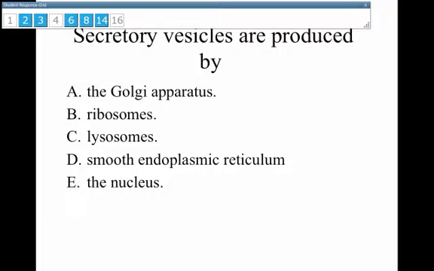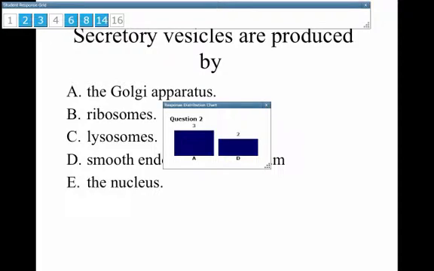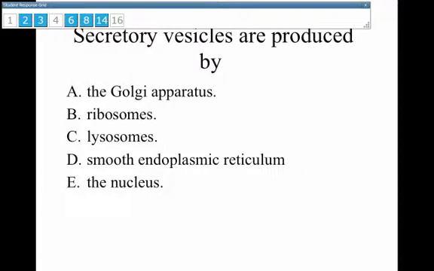Okay, what did you guys answer? It is A. Yes, the Golgi apparatus. So D. Okay, smooth endoplasmic reticulum produces vesicles, but those would move to the Golgi apparatus, and then the Golgi apparatus is what produces the secretory vesicles. It's part of the chain.